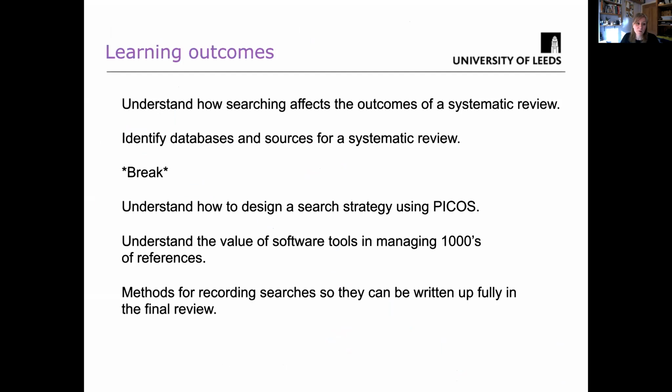So this morning, this is the order of how we're going to go through searching for systematic reviews. First of all, I'm going to talk about how the searching affects the outcomes of a systematic review. And then I'm going to look at how we identify different databases and sources for a systematic review. We think that should take us up till around 10 to 10, about half an hour or so from now. And then at that point we will have a break, so 10 minutes or so away from the screen.